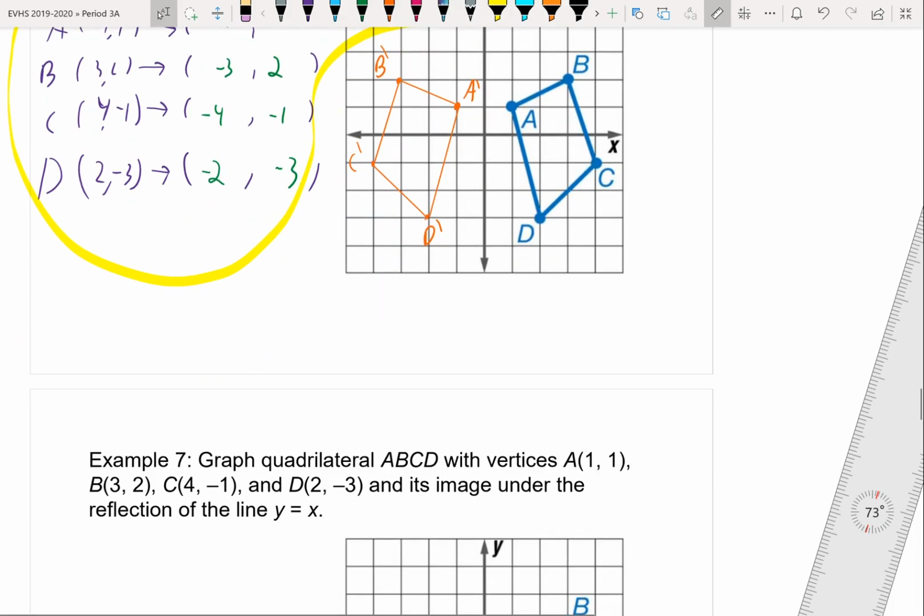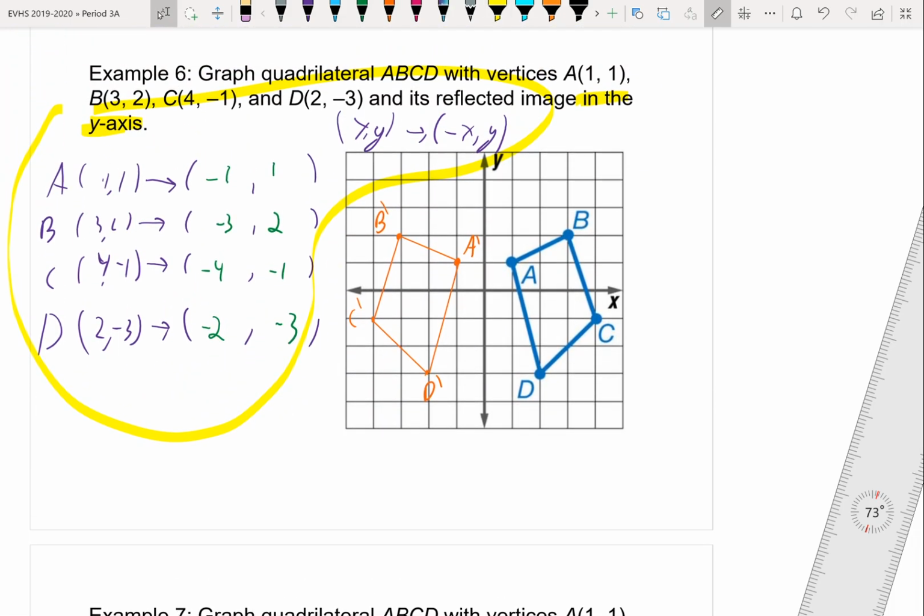Also, it might seem at this point like it's a little bit ridiculous to be doing it this way, because it honestly is a little bit easier just to count over 1 and then go over 1 again. We're practicing a skill right now. Trust me, when we get to rotations, you're going to really want to have practiced this skill, because rotations are not quite as easy to do. You can't do it by sight. You need to do it by coordinate manipulation.